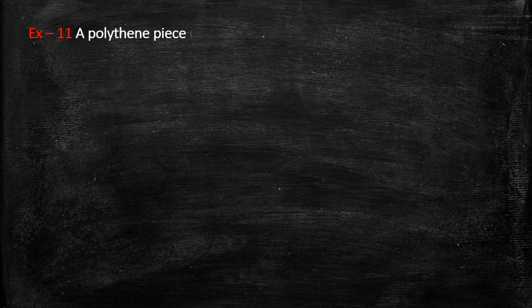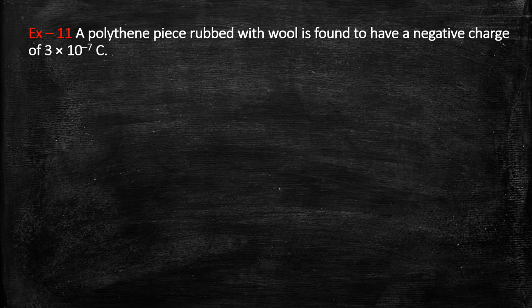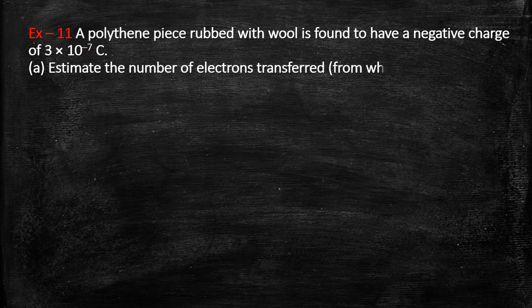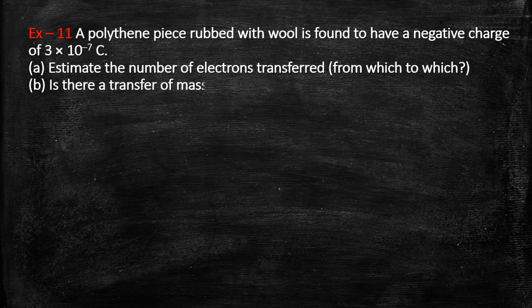In 11th one, we have a polythene piece rubbed with wool is found to have negative charge of 3 into 10 raised to minus 7 coulomb on it. And we are asked to estimate the number of electrons transferred from which one to which one. Electrons will be transferred from polythene to wool or wool to polythene when we rub the two. One more question is, is there any transfer of mass from wool to polythene or polythene to wool?